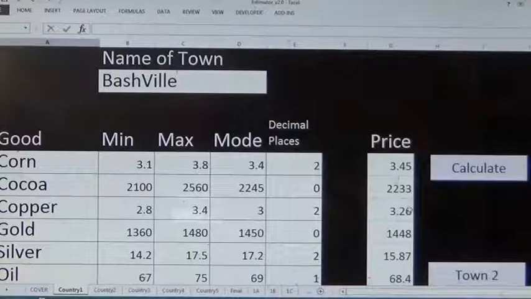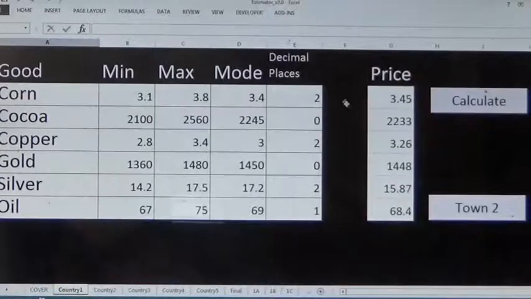Here we go. The prices are down here. So we've got here the decimal places. What is this all about? If you've got a low value, I've got decimal places here to 2 decimal places, so you can have a wider range of values generated by the model. And I do that for the smaller ones. You've got that for corn, and we've got that for copper, and we've got that for silver. I also have 1 decimal place here for oil as well.